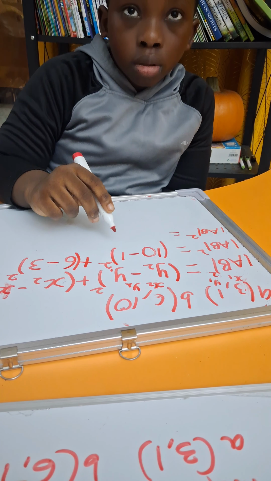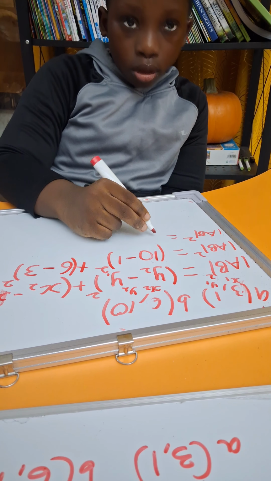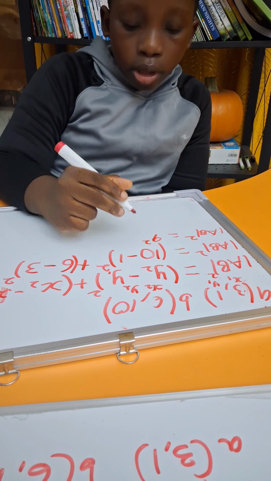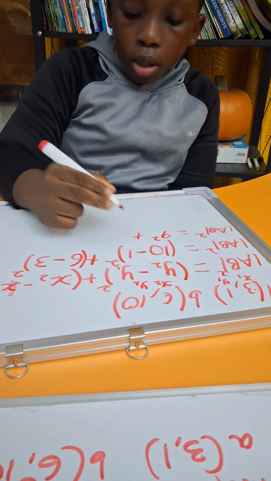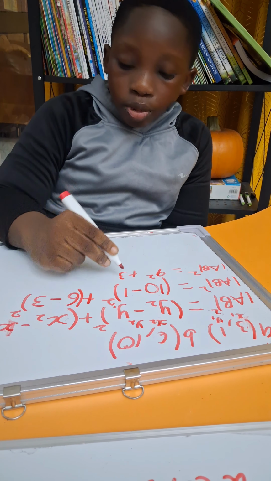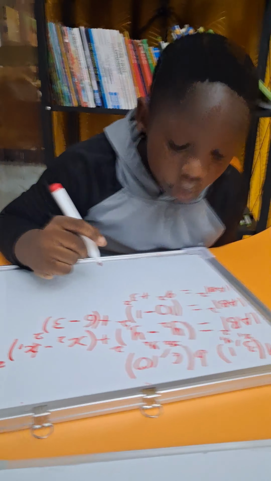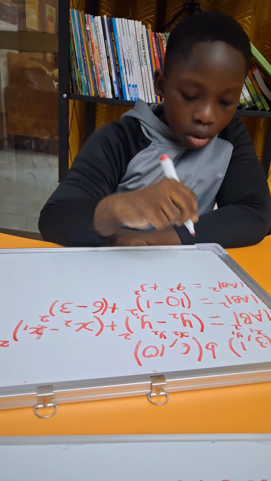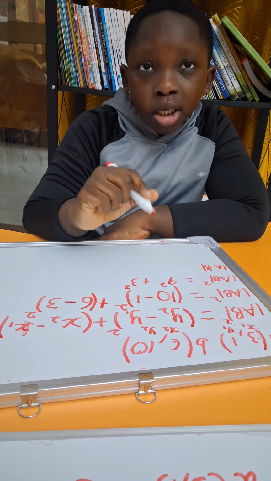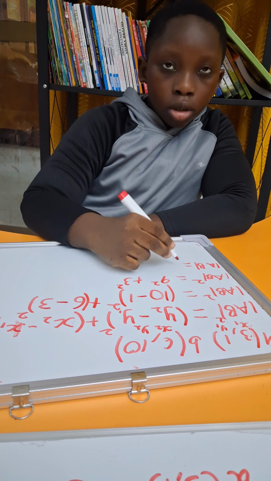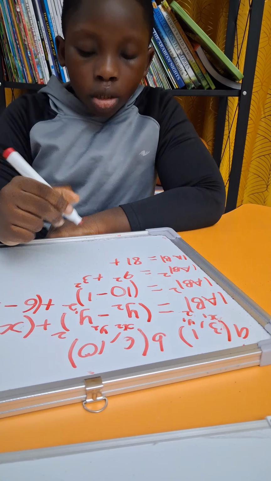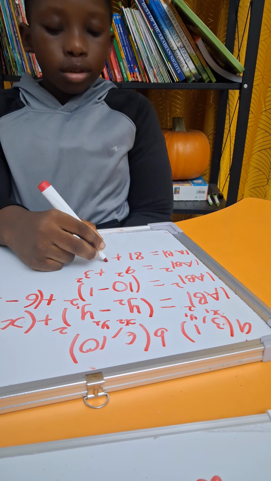10 minus 1 is 9. So we bring in the 9 and the square. And that's 6 minus 3, which is 3. So we bring in the square. 9 square is 9 times 9, which is 81. So we do 81 here. And 3 square is 3 times 3, which is 9.